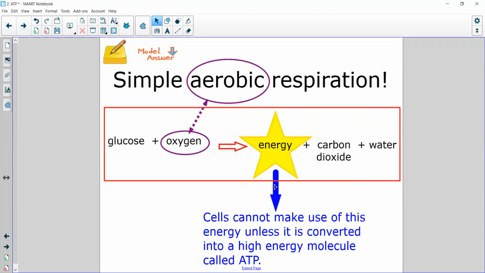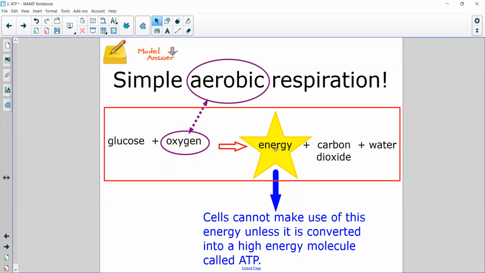Now, the energy that is produced during aerobic respiration, cells can't make use of that energy unless it's converted into a special molecule called ATP. Otherwise, if we don't do that, the energy is kind of lost. We need to store it. So we release it from our glucose, and then we need to store it in a high energy molecule called ATP.